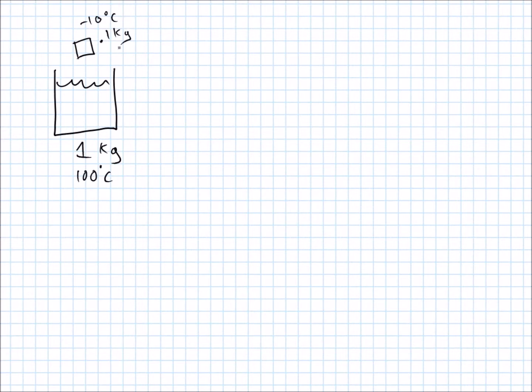Alright, calorimetry. Let's say we drop ice in water. Let's have, I don't know, a kilogram of 100-degree Celsius water, and let's drop in a really cold ice cube. The ice cube's temperature is going to be negative 10 degrees Celsius, and it will be, I'd say, 0.1 kilograms.